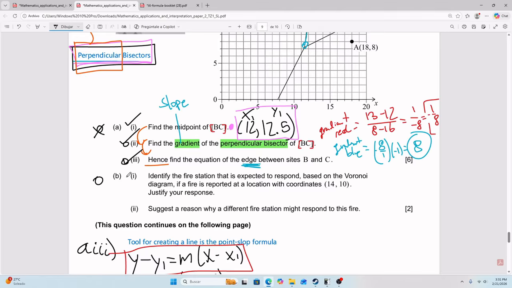And now for part B, we have: first, identify the fire station that is expected to respond based on the Voronoi diagram if a fire is reported at a location with coordinates 14,10. Justify your response. Be careful with this, it says justify. When it says justify, you have to put a reason. So you have to consider a sort of reason in this case.